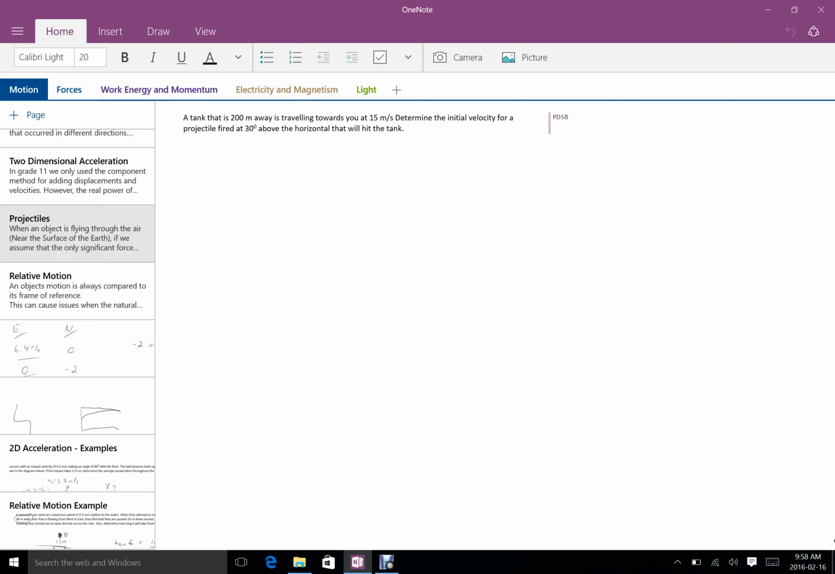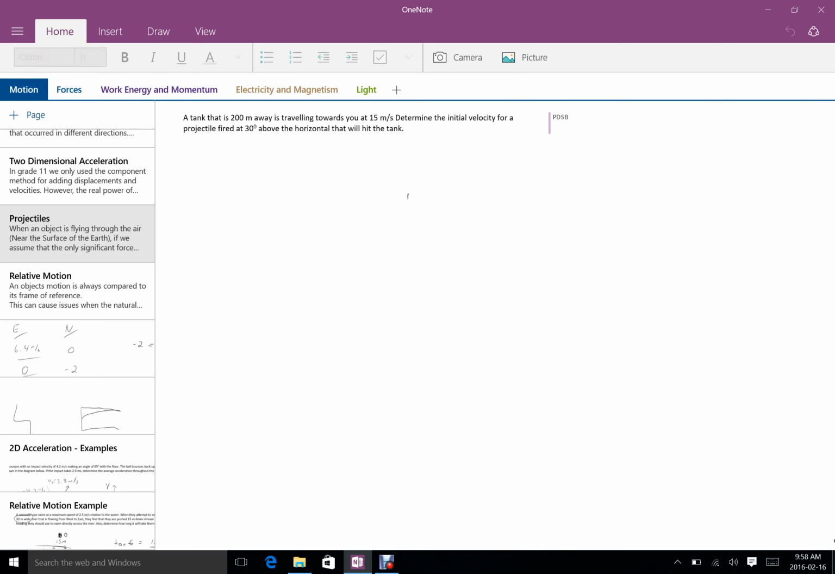All right, this is an example of a projectile that's being shot at a moving target, and that's just going to make it a little more complicated, but we'll work our way through here. So we have a tank 200 meters away that's traveling towards you at 15 meters per second. Determine the initial velocity for a projectile fired at 30 degrees above the horizontal that will hit the tank.